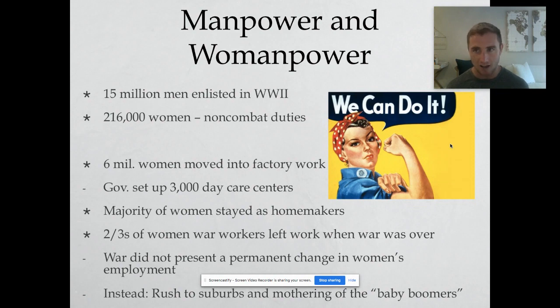The Japanese did not utilize their women to the extent that the United States did, nor did Germany. So this is obviously huge. Women saved the day here. Rosie the Riveter, encouraging women to come in and do this.